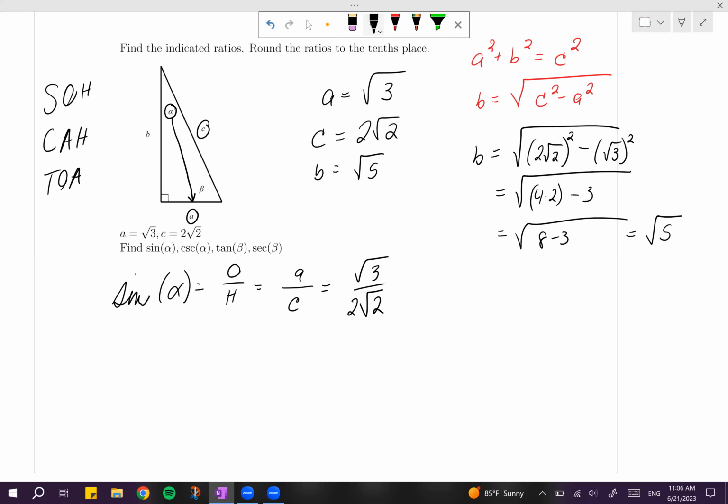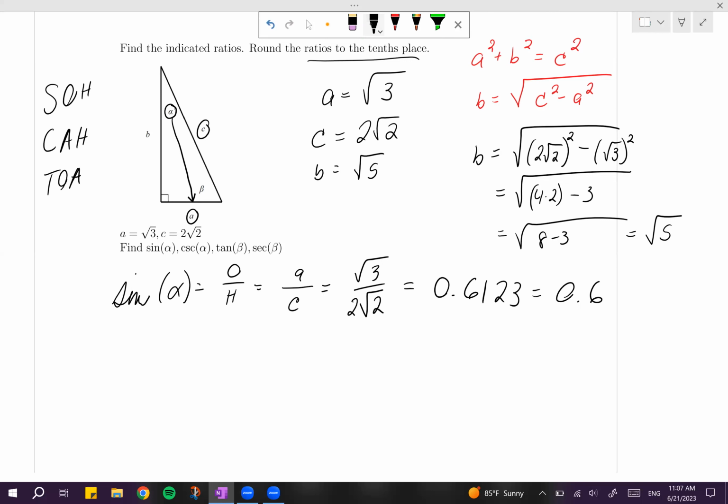All righty. Then we need to plug this in the calculator, and we're going to get square root of 3 divided by 2 times the square root of 2. We're going to get 0.6123, and they want us to round to the tenths place, so this is 0.6.